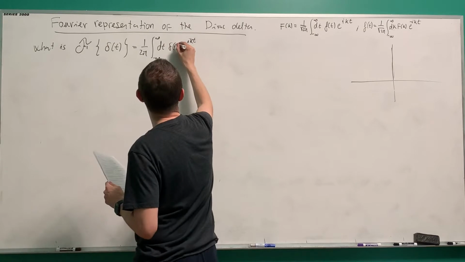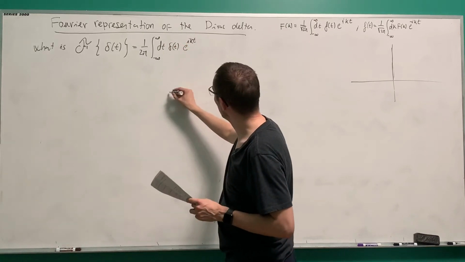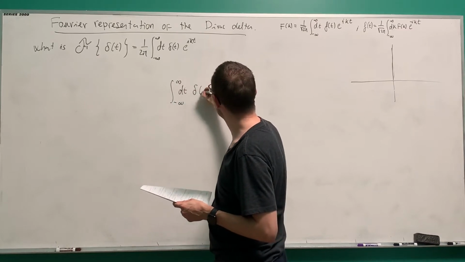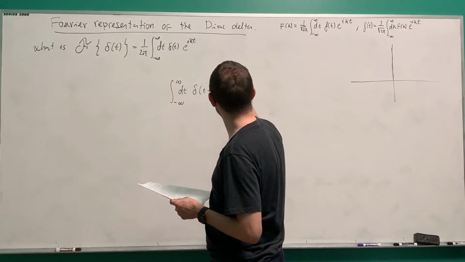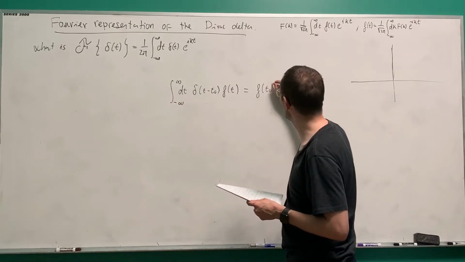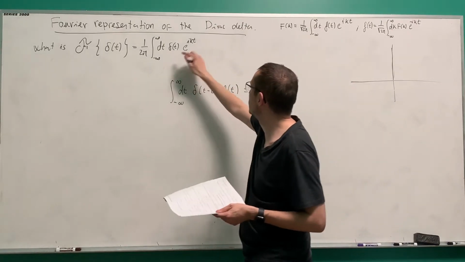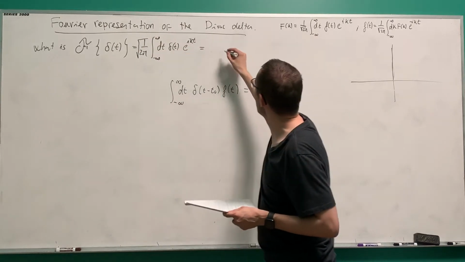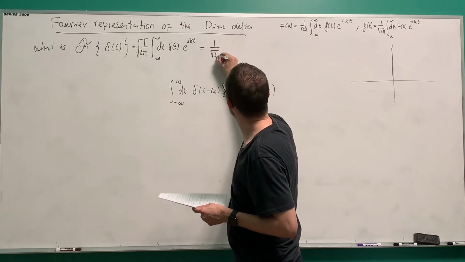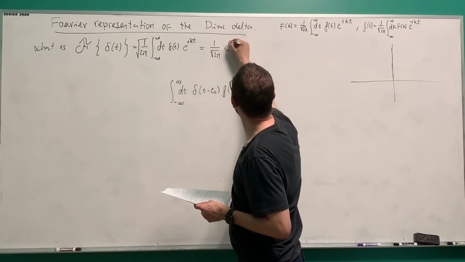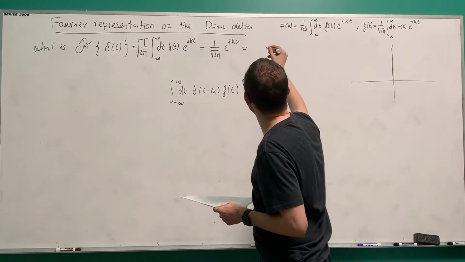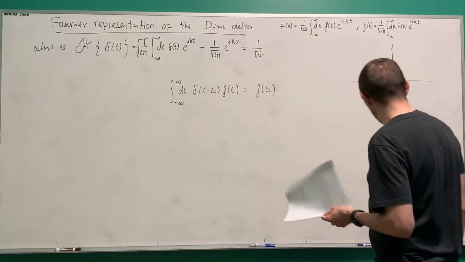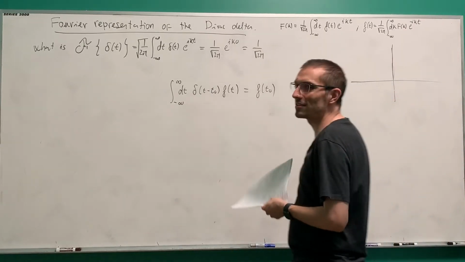Right, but the integral of the delta times something, so remember, if I have the integral from minus infinity to infinity dt of delta of t minus t0 times f of t, the result is the function evaluated at t0. Now here t0 is 0, so what I get, oh, I'm missing the square root, sorry, is 1 over square root 2 pi e to the i k 0, so that thing is equal to 1 over root 2 pi. Huh, the Fourier transform of the delta is a constant.